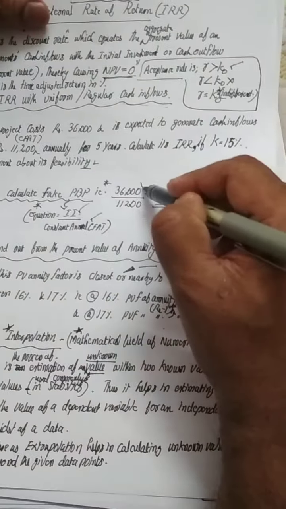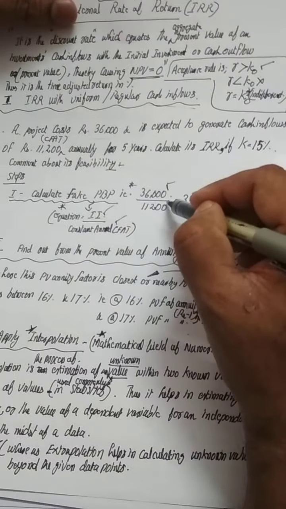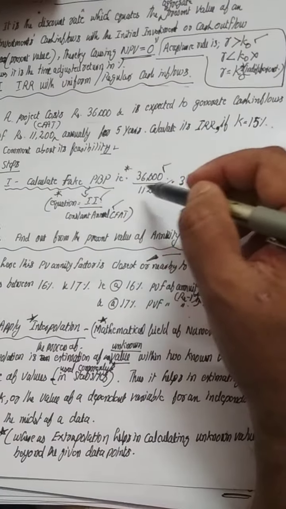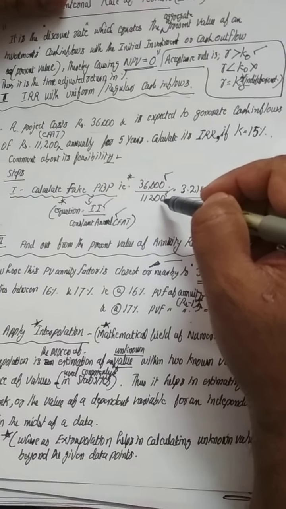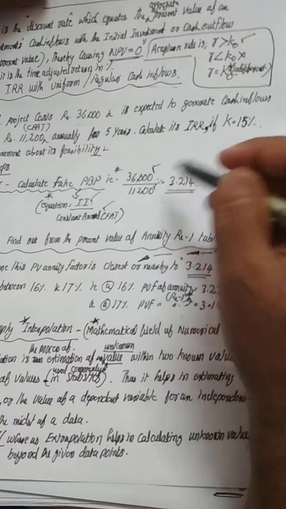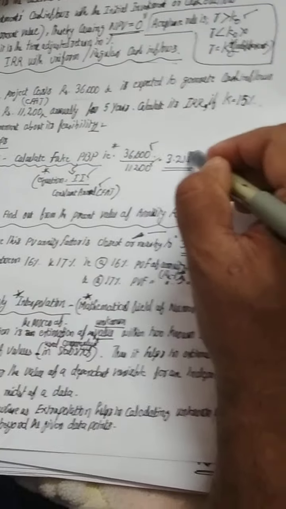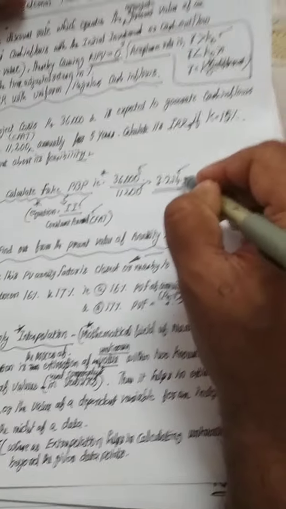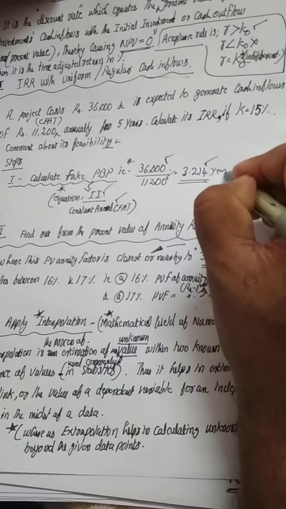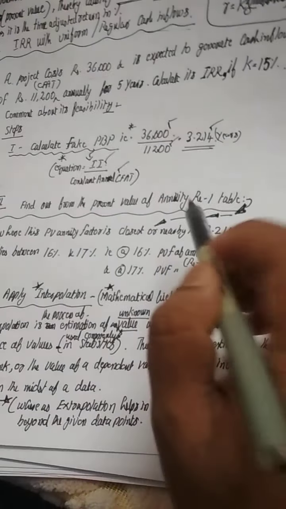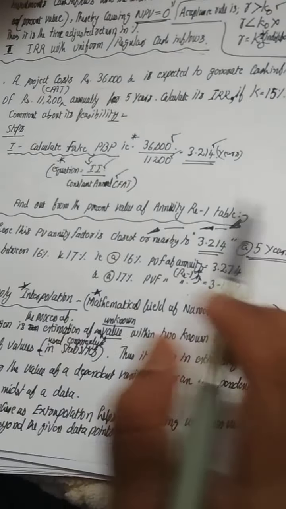Initial investment 36,000 divided by 11,200 CFAT, the regular cash inflow after tax. We will get the figure 3.214 years. Actually it is years. So 3.214, that is the first step which we use.